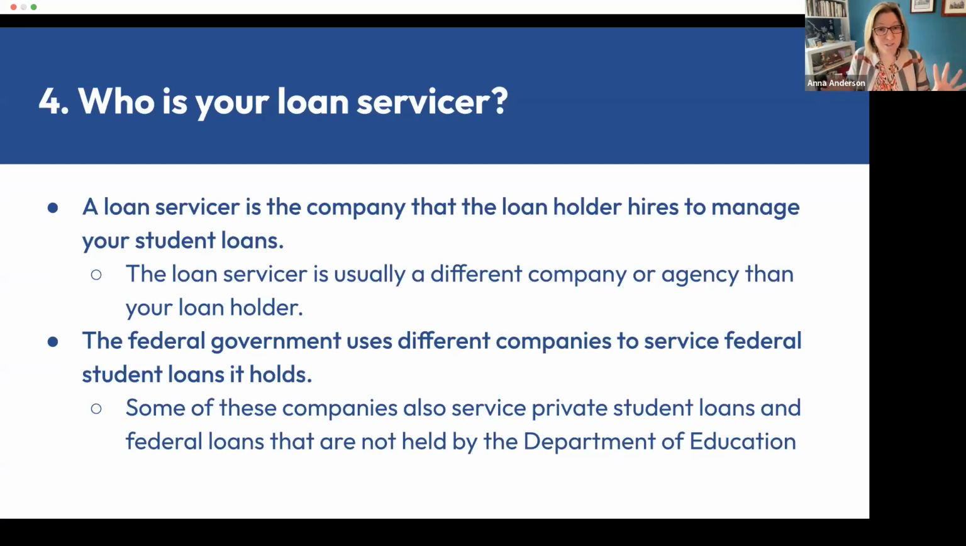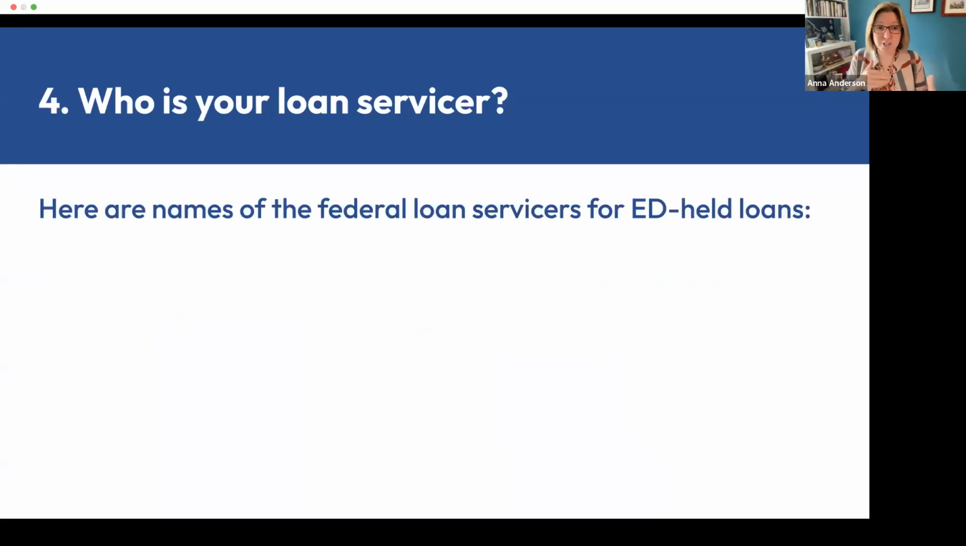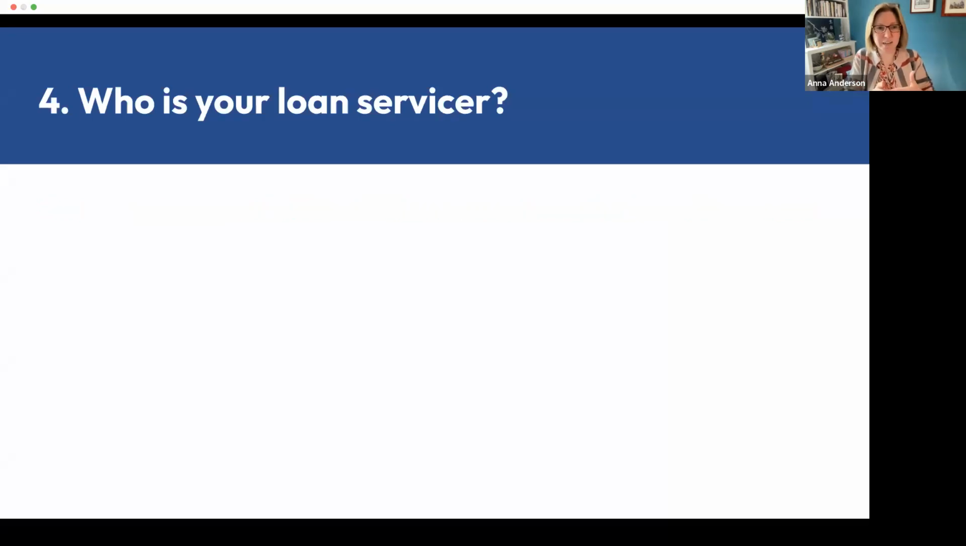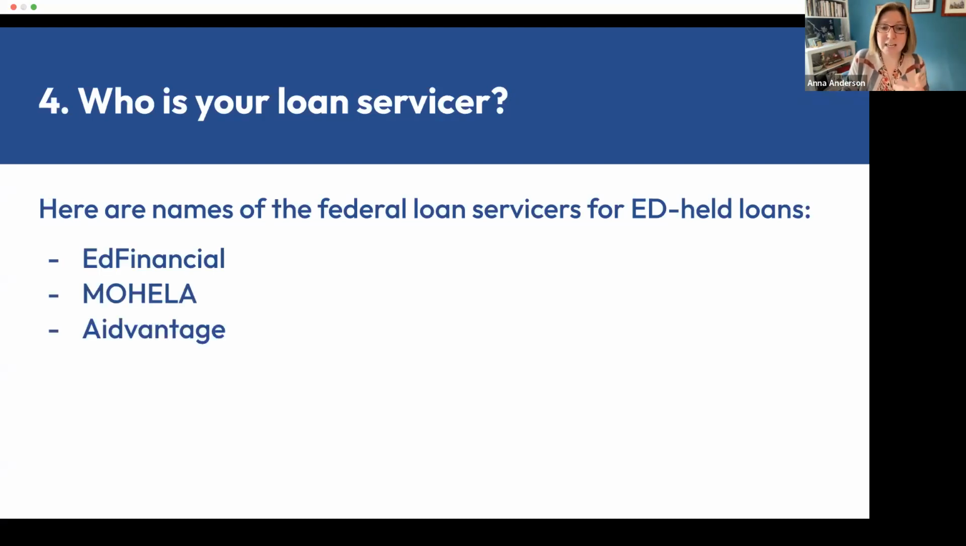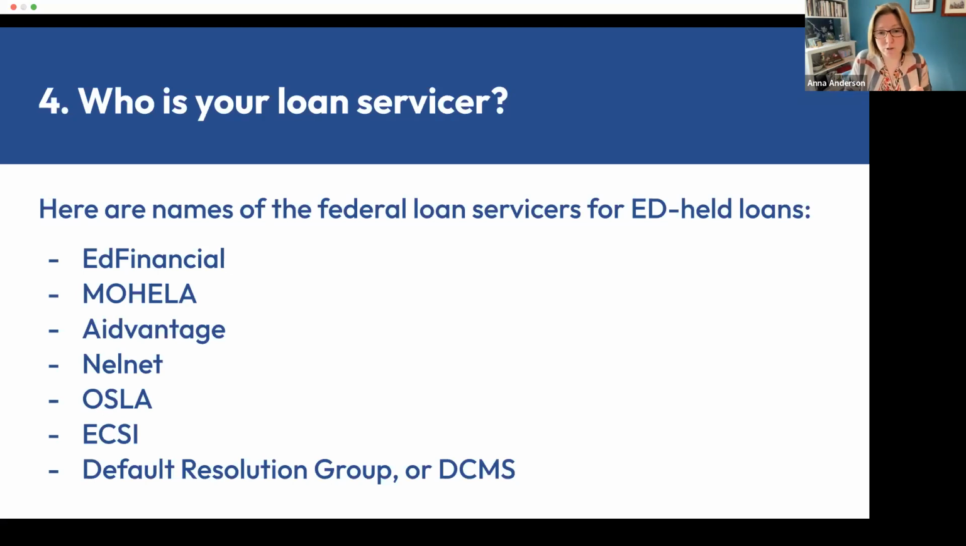So loan servicers, these companies, they change a lot. And that's because the Department of Education contracts with these companies on a limited basis, and then they renew the contracts every so often. And these companies actually changed a lot over the last few years. So the current federal student loan servicers for Department of Education held loans, we have the list of them here. So we have Ed Financial, MOHELA, AidVantage, Nelnet, OSLA, ECSI, and the Default Resolution Group.